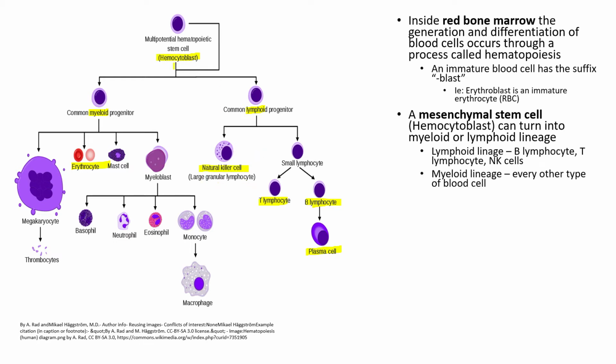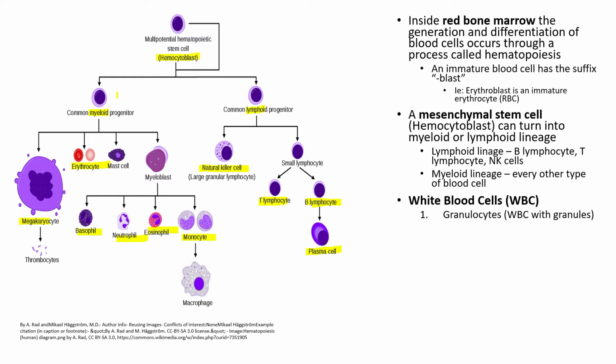Or if this hemocytoblast decides to go into the myeloid progenitor, it can differentiate into other different cell types. So for instance, megakaryocytes, basophils, neutrophils, eosinophils, monocytes, mast cells, macrophages, basically everything else. So it's not a B cell, a T cell, or a natural killer cell. Think myeloid lineage. Furthermore, white blood cells can be differentiated into granulocytes and agranulocytes.